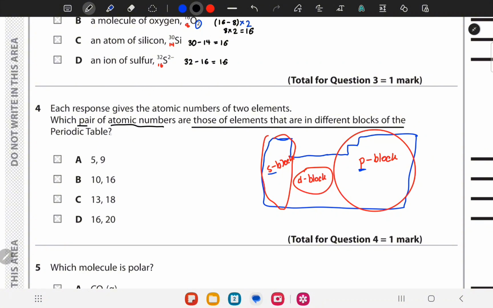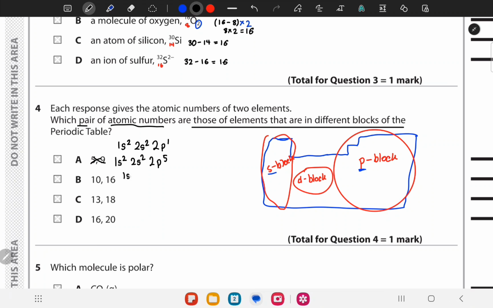Now for electron number of 5, we'll have a configuration of 1s2, 2s2, 2p1. So this is a P block element. For 9 we'll have 1s2, 2s2, 2p5. So both of them are P block elements, so this is not our answer.